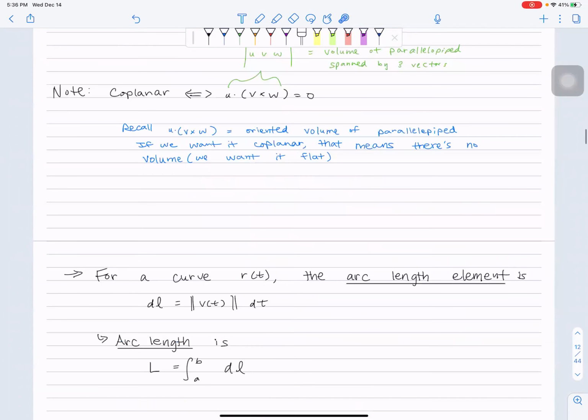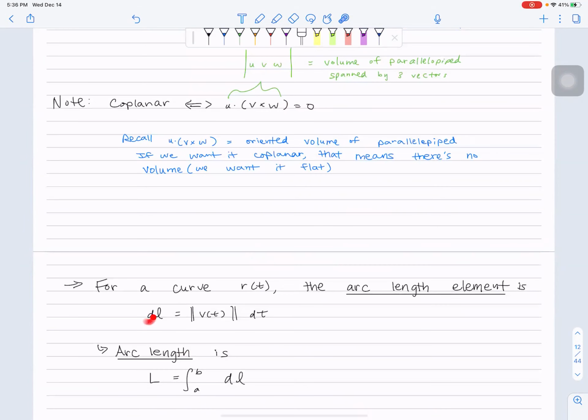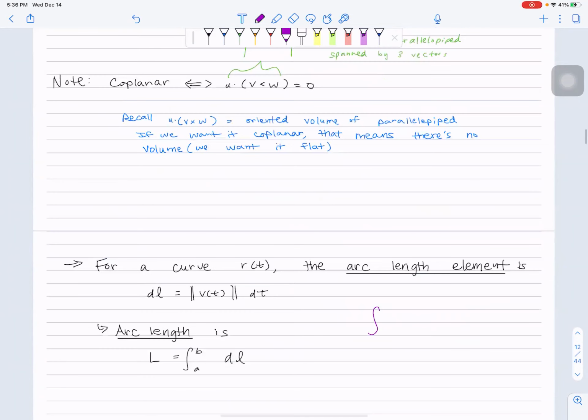Now for any curve, we can also find the arc length element. That is dl, the arc length element. That's going to be the length of your velocity vector. And we recall that Grice likes the smiley face notation, so any smiley face is the integral of d smiley face. So if we wanted to find the actual arc length, you take the integral of the arc length element. So L equals integral dl.